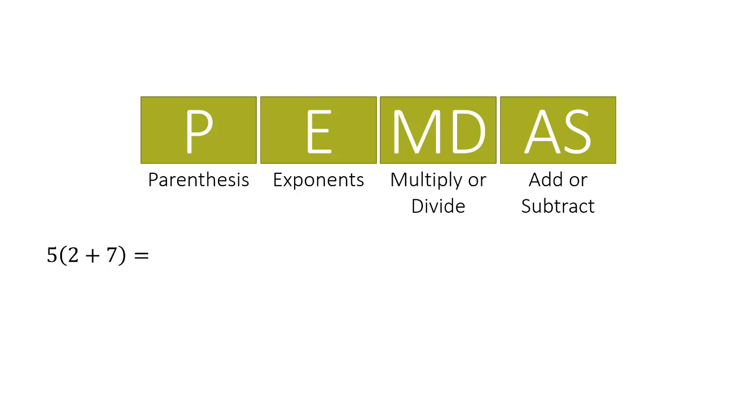So if we encounter a problem like this, we're going to take care of what's in the parentheses first. So the 2 plus 7 gives us 9. And then I would do the multiplication by 5. So I end up with 45 as my answer.